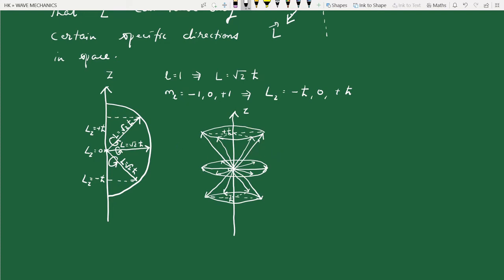So when I say that there can be a family of directions like this, it means that you can think about the orbits like this. There will be an orbit like this, right?